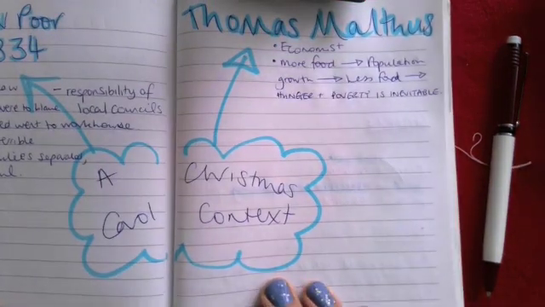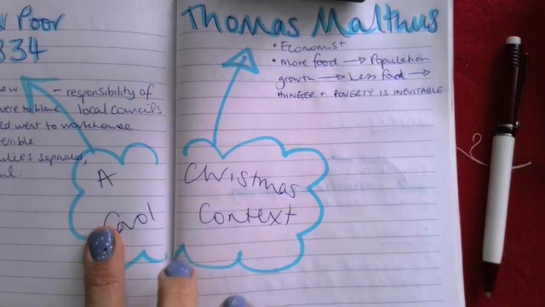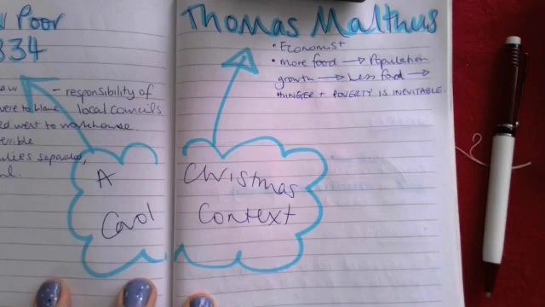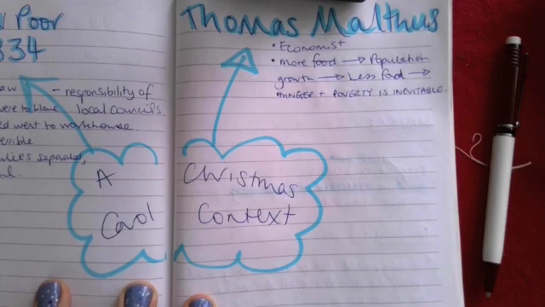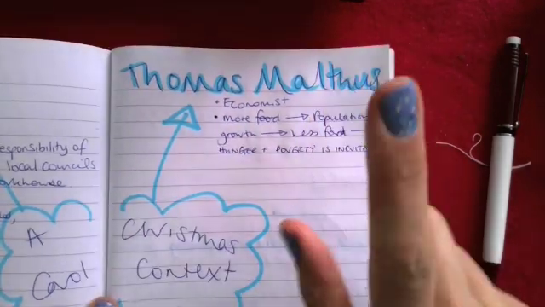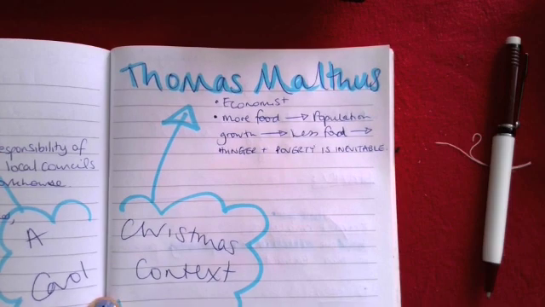Okay, Year 10. So you now need to turn to your context mind map that you've been doing. If you decided not to do this on a double page last lesson, then just make sure you've got a context box under today's title and date. Today we're going to focus on the Reverend Thomas Malthus, who was an economist.